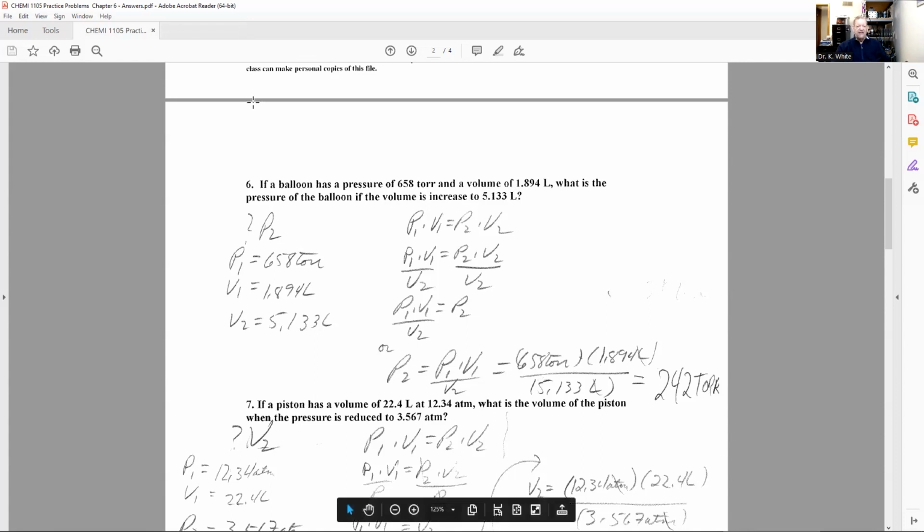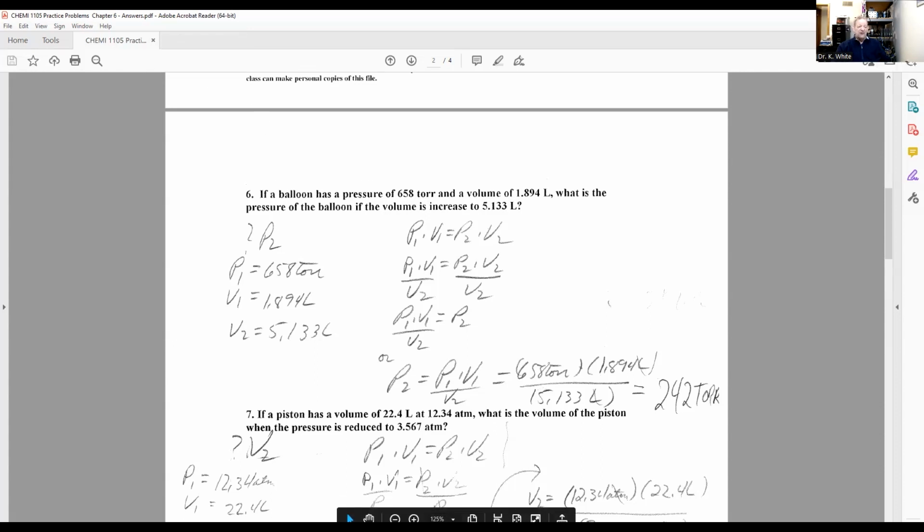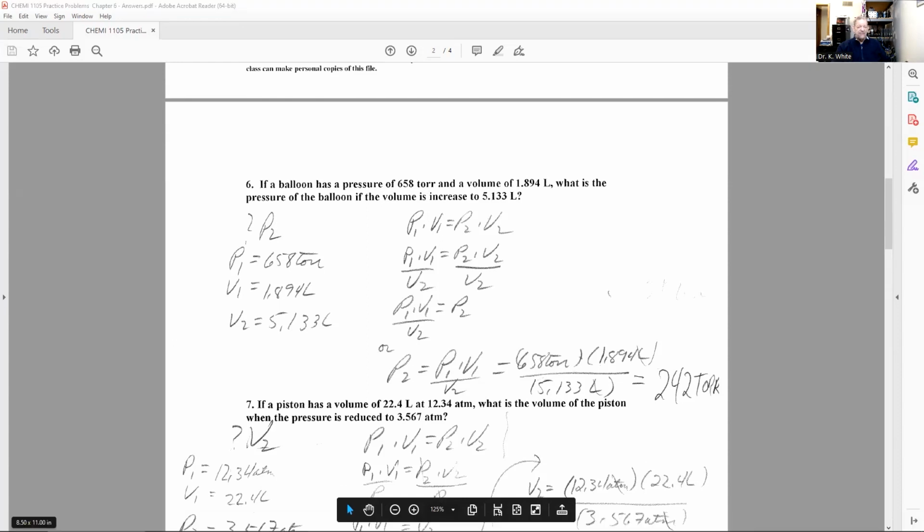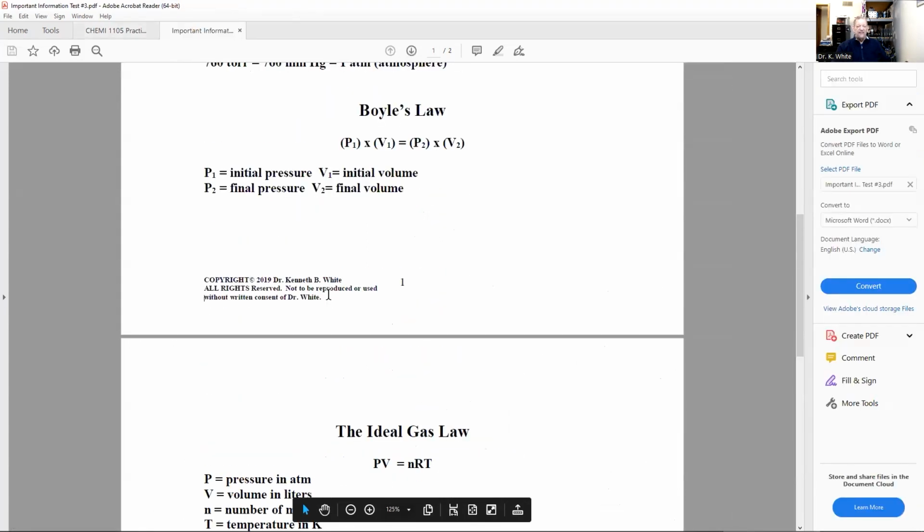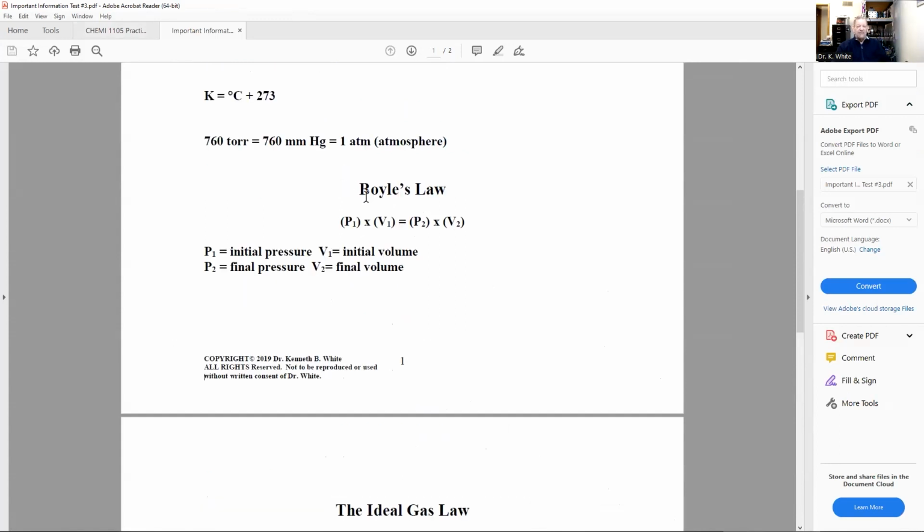If you look at important information, test number 3, we have Boyle's law. And Boyle's law is P1 times V1 equals P2 times V2. P1 is the initial pressure. V1 is the initial volume. P2 is the final pressure, the pressure after you change something. And V2 is the final volume, the volume after you change something.